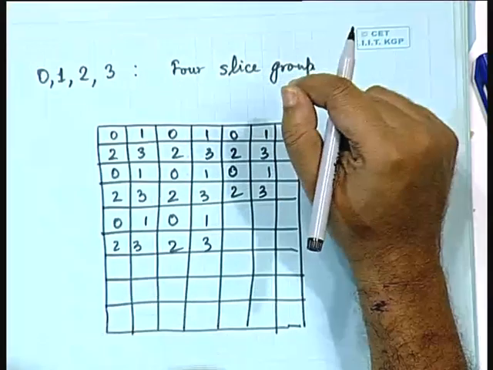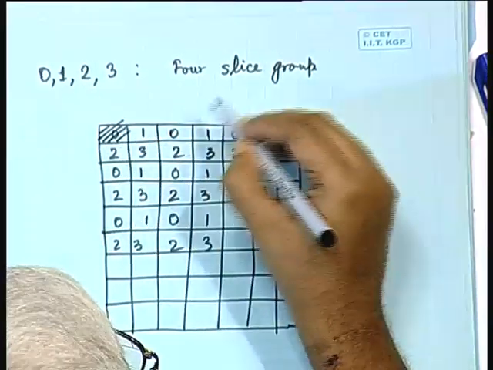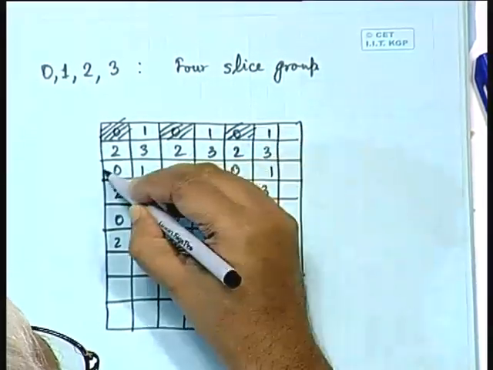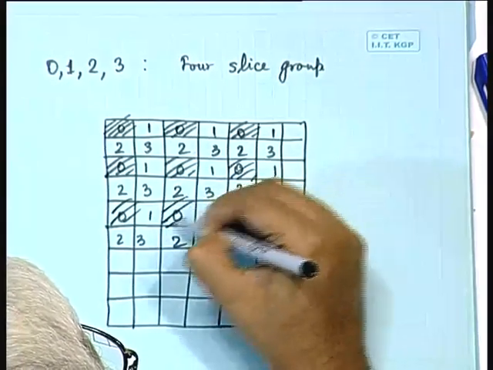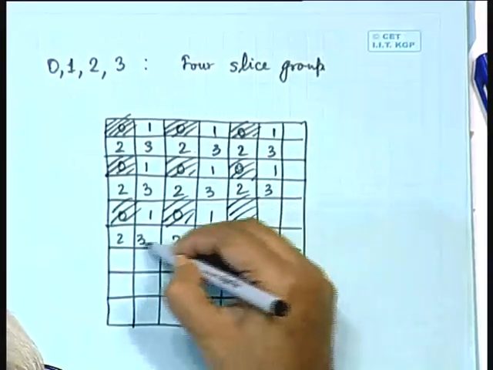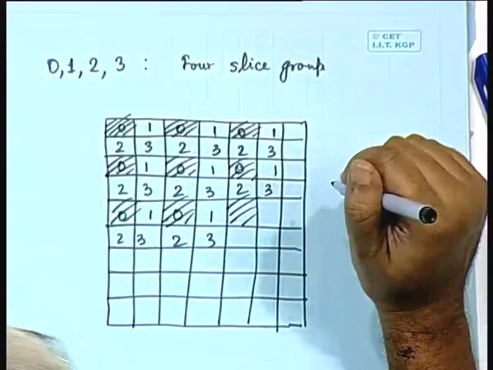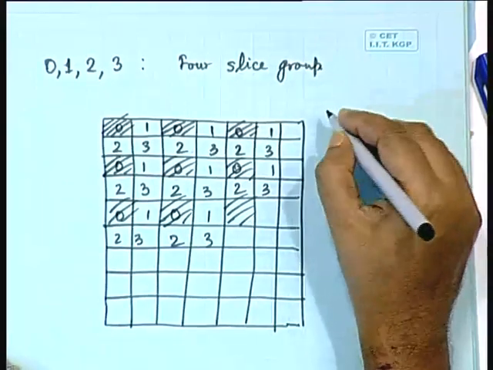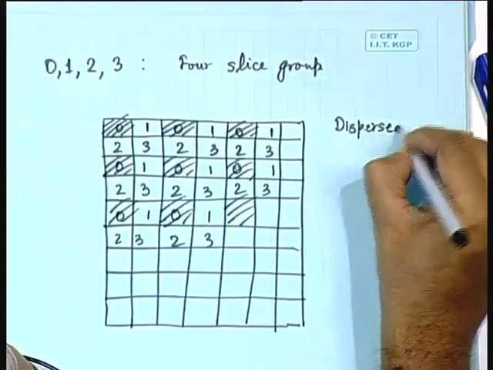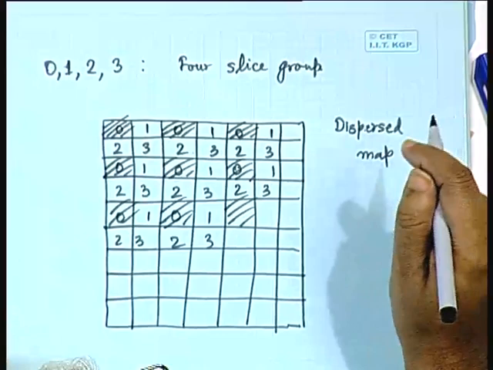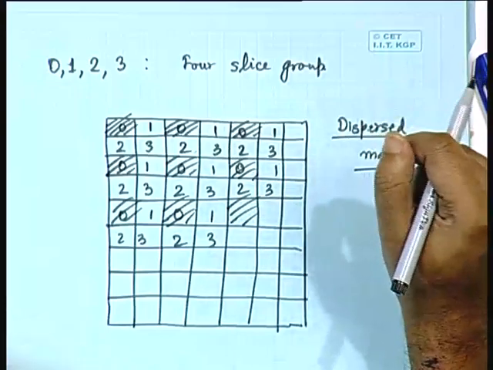So, now when I talk about slice group number 0, what am I referring to? I refer to this slice, this slice, this slice. All those which are labeled as zeros will be picked up. If I refer to 1, then all those which are labeled as 1 will be picked up. So, this is what is called the dispersed map of slice groups. The earlier example was an interleaved map of slice groups, and this is a dispersed map of slice groups.